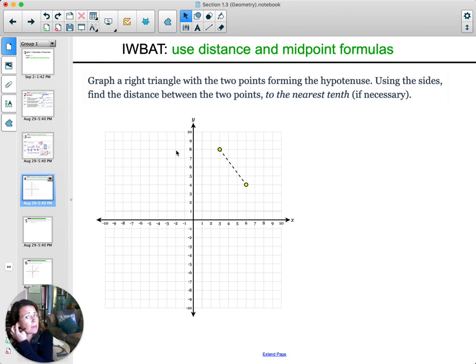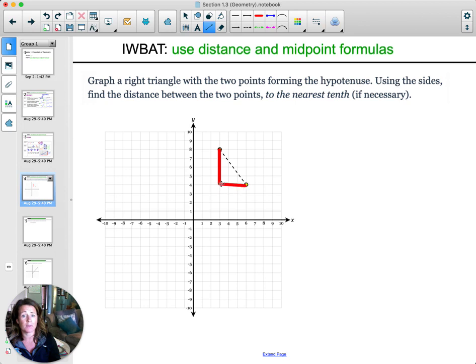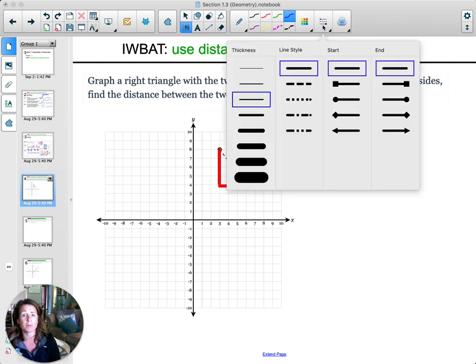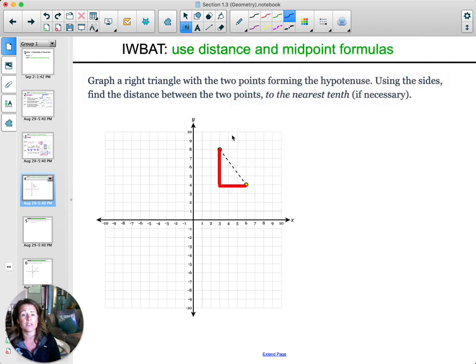So for this example, it says graph a right triangle with 2 points forming the hypotenuse. So we've got these 2 points already plotted. So we need to make a right triangle with that as the hypotenuse, just like what I just showed on the last screen. So draw a vertical line from one endpoint, a horizontal line from the other until they connect. And then that will give you a right triangle, because a vertical line and a horizontal line are always perpendicular to one another, or always form a 90-degree angle.